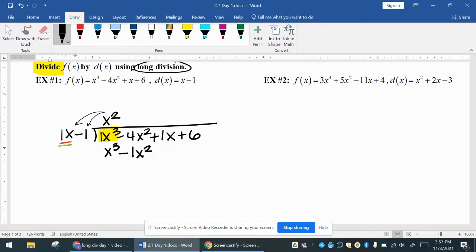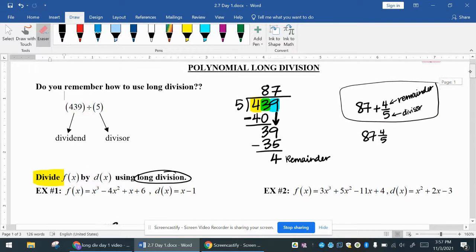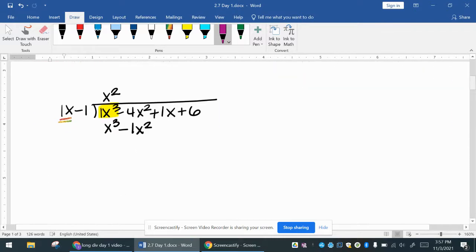and x squared times negative 1 is negative 1x squared, okay? Now, think back to the previous problem that we did with just basic long division. After you figure out what number multiplied with 5, so 8 times 5 was 40, we subtracted it. So we are now going to subtract both of these terms. Now, when you subtract, you need to make sure that you're understanding that you're subtracting both of them. So both terms are subtracted. So this is how you're going to read it out loud. x cubed minus x cubed. That should be 0. They cancel.